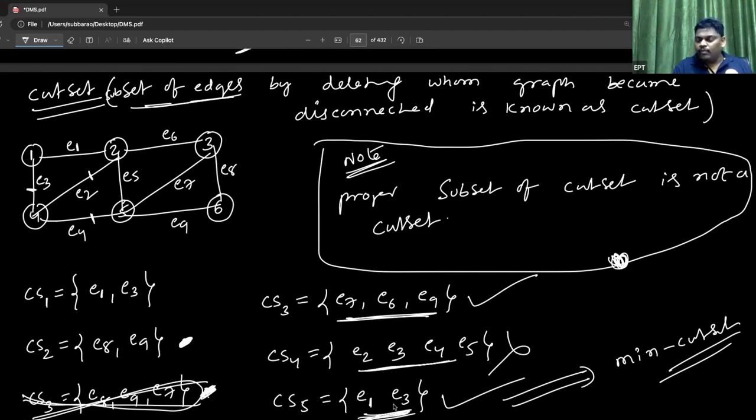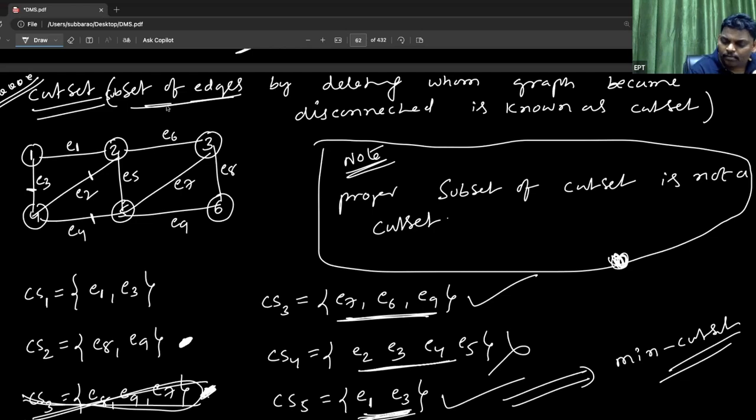So just be careful with the cut set definition. Be careful about the note also. Minimum cut set, also take care. They may ask you maximum cut set. They may ask you minimum cut set. So this one, please take care. I saw it in a previous paper somewhere. Otherwise, I wouldn't say this to you.